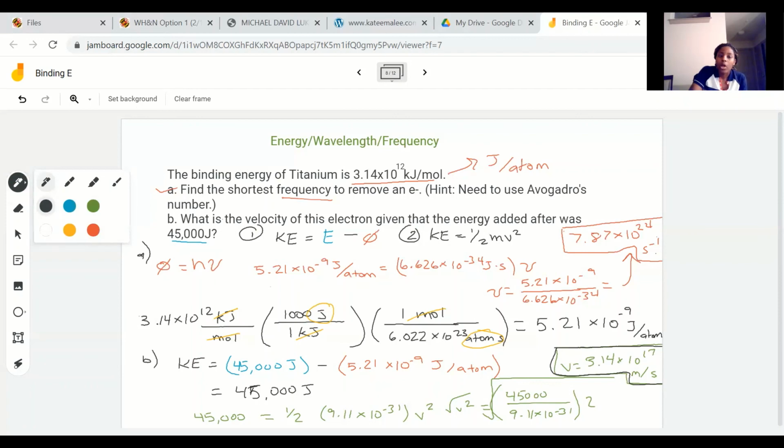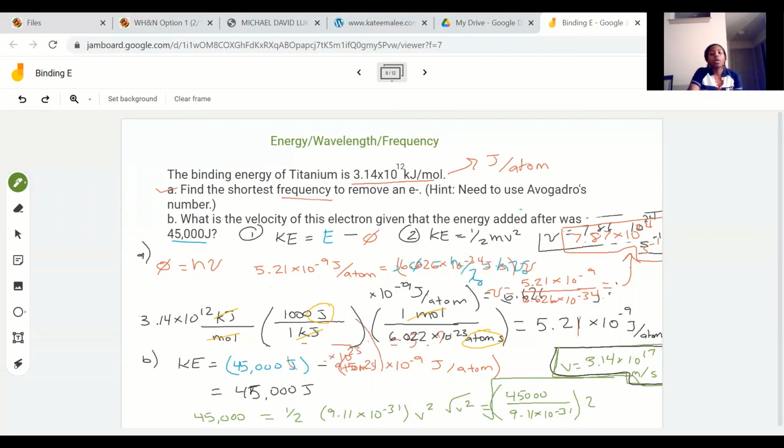Right. So when we're talking about these binding energy problems, the idea, like I said, is that we're going to be using different energies. So you need to be able to see what wavelengths, what frequencies work with what energies.